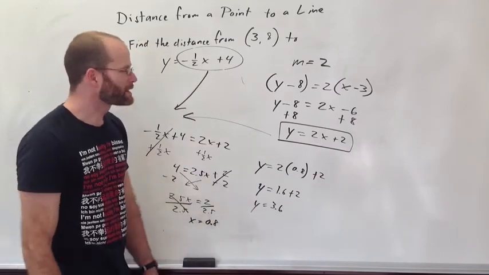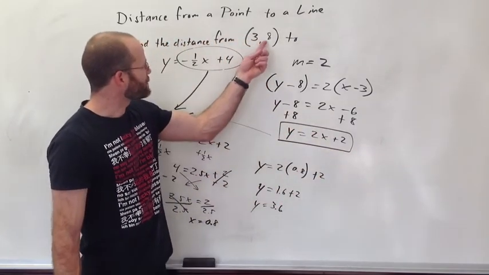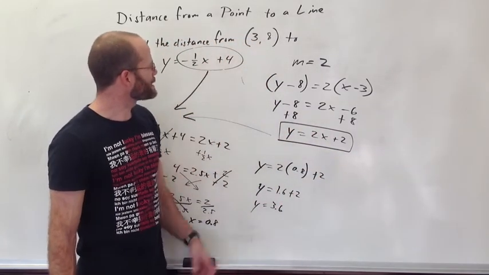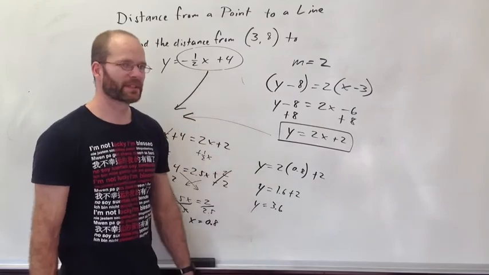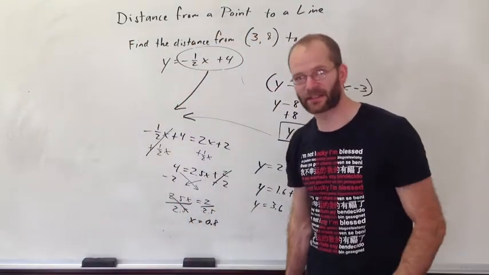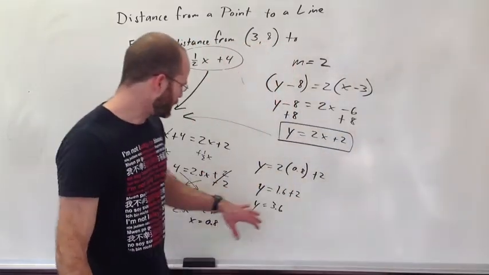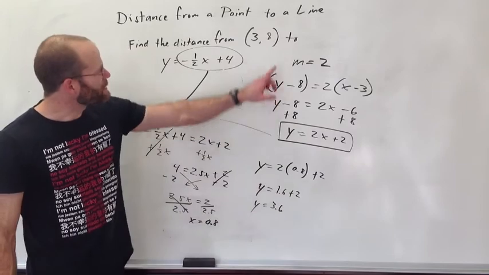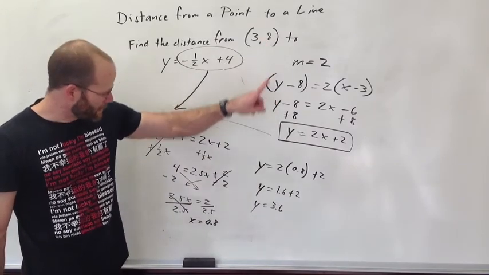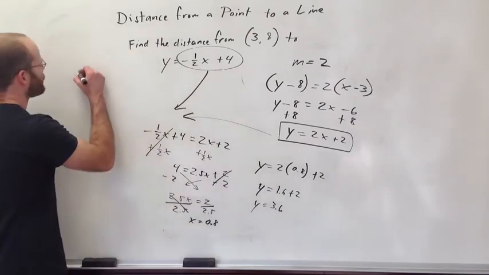Those are the coordinates of the point where my segment, which is the distance from this point to that line, intersects this original given line. I'm going to show you a quick diagram of it in a moment, just in case you can't quite figure out where to put it in. But these are the coordinates of that point. So now, to finish the problem, all I need to do is find the distance from this point, 3, 8, to this point, 0.8, 3.6. Let's do the distance formula over here.